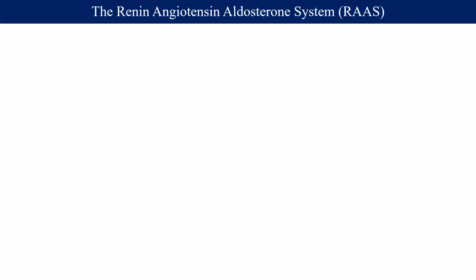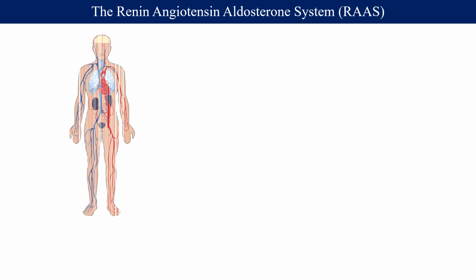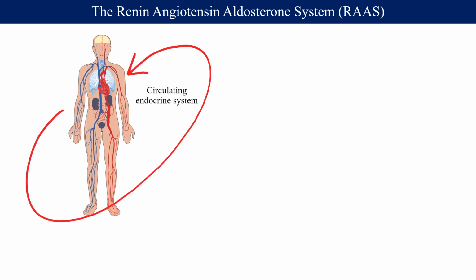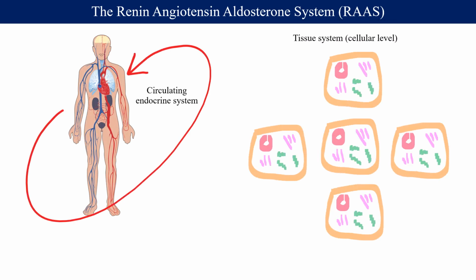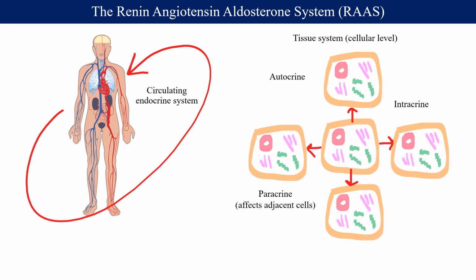The renin-angiotensin-aldosterone system, or RAS, exists both as a circulating system and locally at the tissue level. At the tissue level, RAS can act as a paracrine, autocrine, or intracrine hormonal system, where it affects adjacent cells, its own cell externally, or within its own cell respectively.